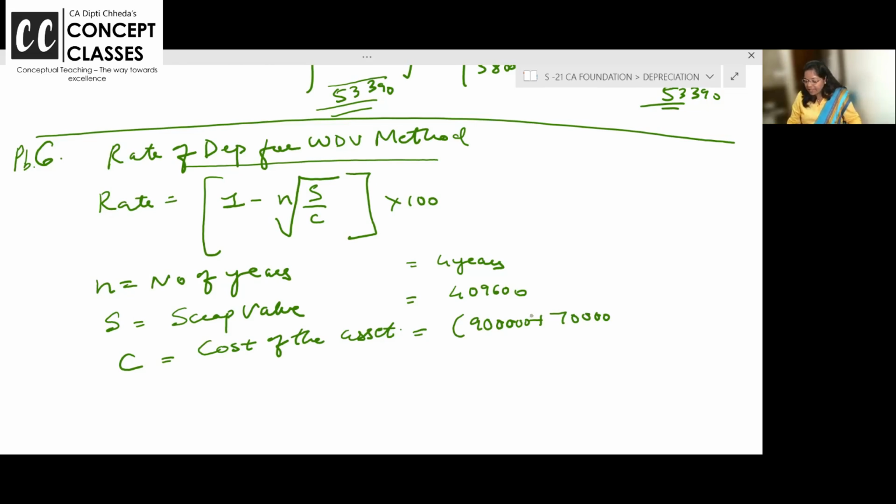Yes, this is a nice problem. We should read it. Read the problem with me. 70,000 freight, so we will capitalize. And insurance is inclusive. It's not given separately; if separately given, we will not take it. And carriage inward 20,000. Of course, we will add carriage inward.